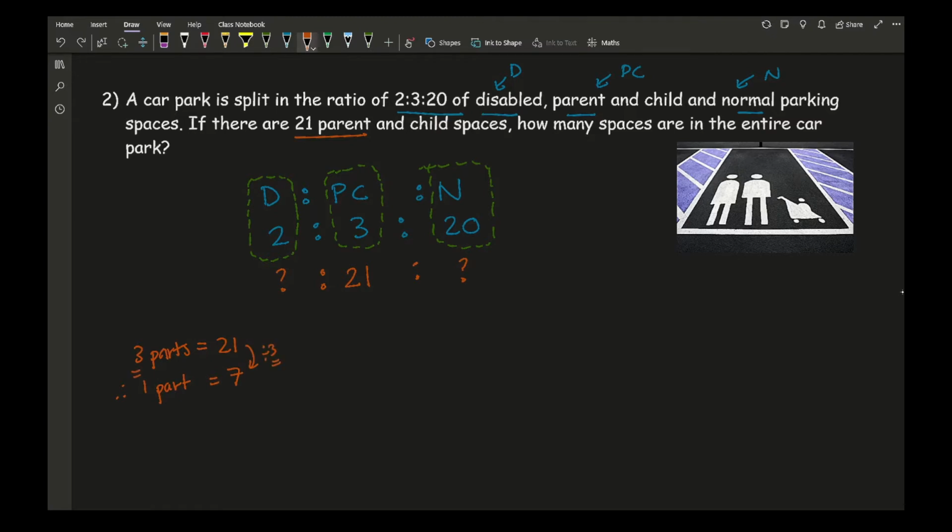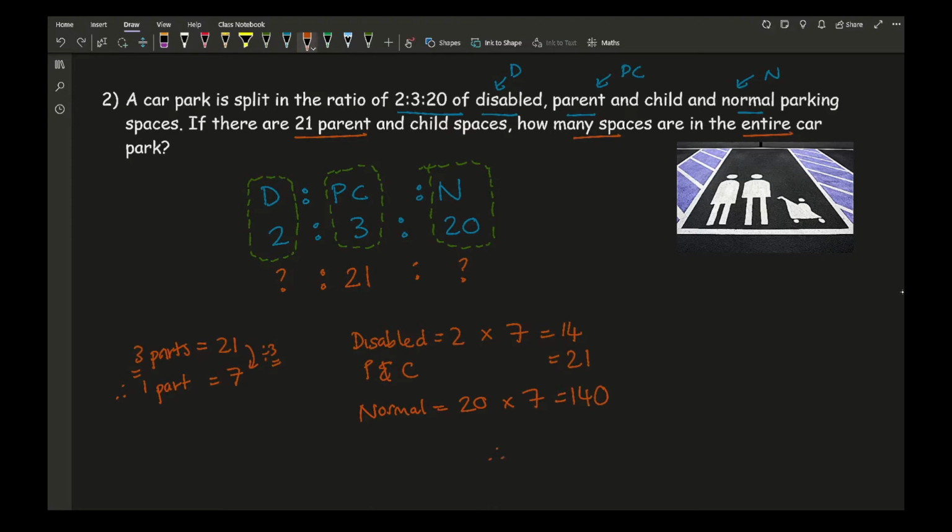So if 1 part is 7, then the disabled is going to be 2 times 7, which is 14. I know that the parent and child is already 21. And I know that the normal or regular parking spaces are going to be 20 times 7, which is going to be 140. Now the question says, how many spaces are there in the entire car park?